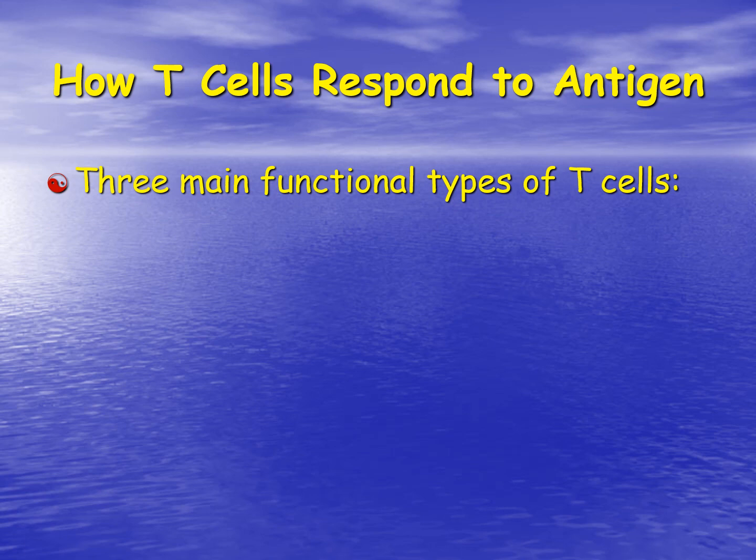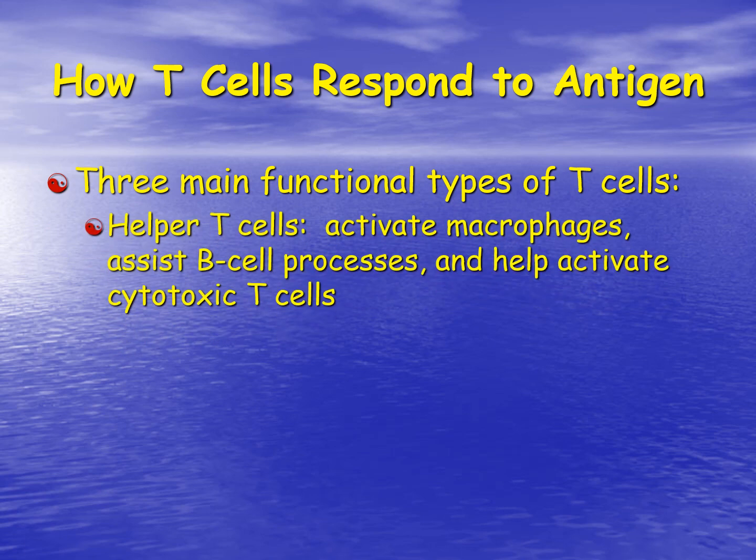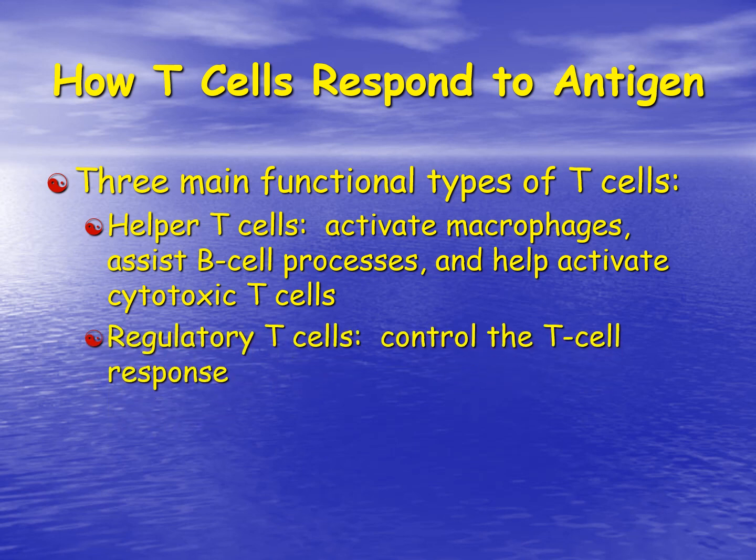Now, there are three main functions of T lymphocytes. The helper T cells are, again, the generals of the immune response. Through chemical messengers, they help assist the B cell processes, help activate cytotoxic and regulatory T cells, and activate further macrophages. The regulatory T cells help control the T cell response. We don't want too much of a good thing. So once the antigen has been dealt with, we need some way to downregulate the immune response before it may turn on our own cells.